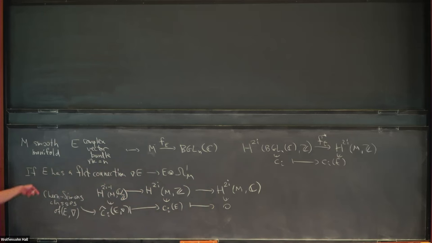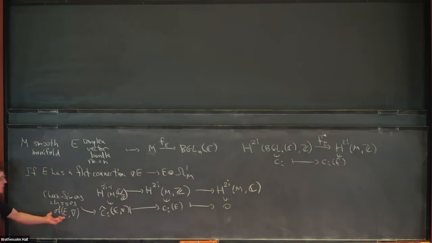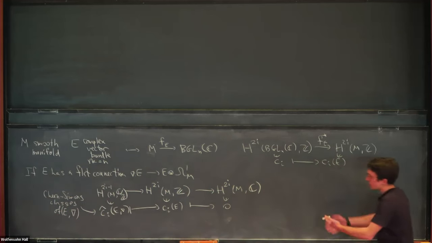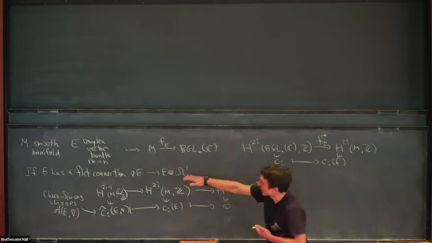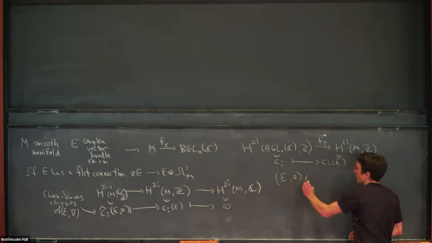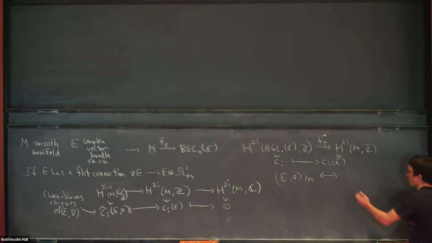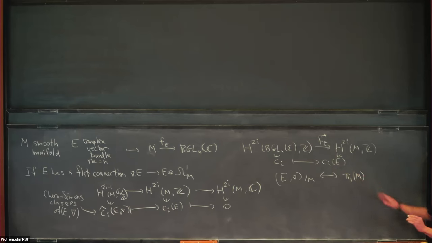But now, I said that you can think of Chern classes as really coming from a single universal class, and the same is true about these secondary classes. What does it mean to specify a vector bundle with a flat connection on a manifold? The data of E and nabla is equivalent to the data of a local system, which is a representation of the fundamental group of your manifold, which I'll assume is connected, to GL_N(C).